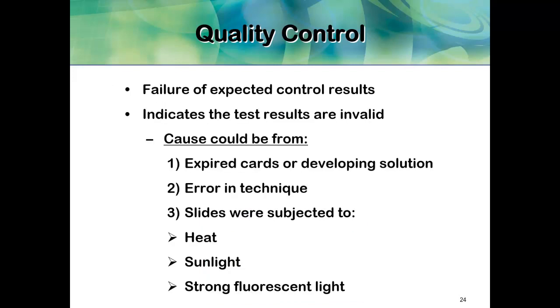If quality control measures fail to turn and we don't see what we expect with the results of the controls, we can't rely on the test results. And so we need to rerun the test. It could be a number of causes that cause the controls to fail to turn appropriately. We could have the cards themselves or developing solutions that are expired, so it's super important to check that. There could be an error in your technique, maybe adding too much of the developing solution. The other thing that could be is that the slides were not handled properly when the patient had them. So they might have been exposed to heat or sunlight or strong fluorescent light that changed the test and then provided us with inaccurate results.